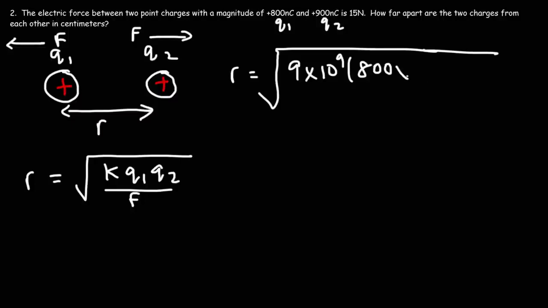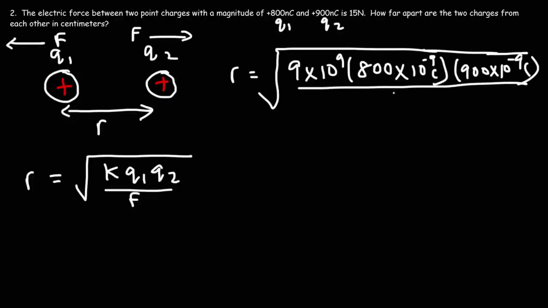Keep in mind, nano is 10 to the minus 9. Q2 is 900 nanocoulombs, so 900 times 10 to the minus 9. And then F is 15 newtons.